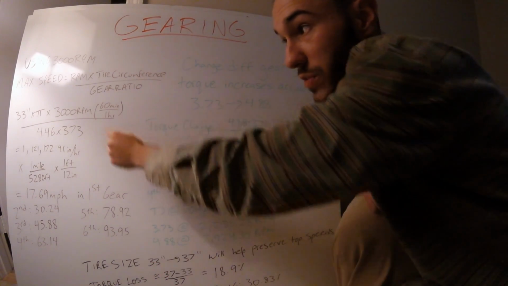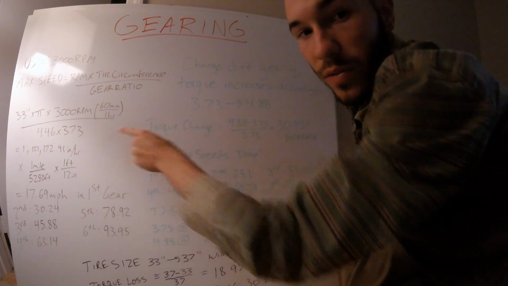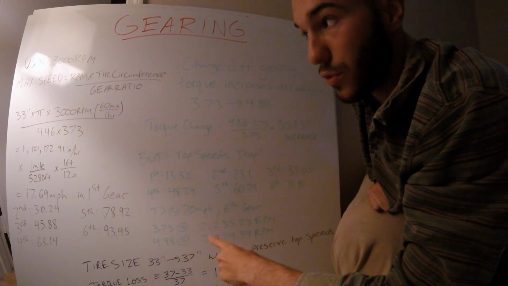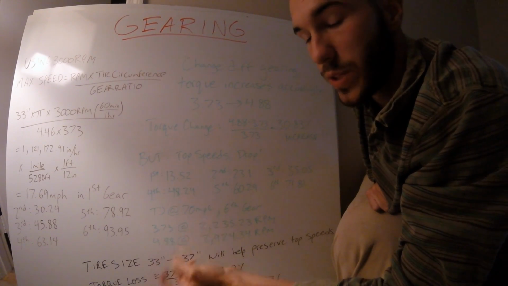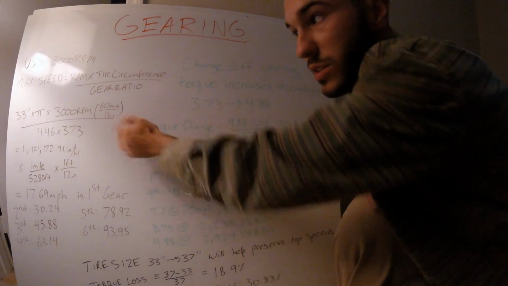On the bottom we have the gear ratio. We're doing first gear first, so I have the gear ratio of 4.46, the differential ratio of 3.73, and we're assuming the transfer case is in high, so that's just a 1, so I didn't even write it in.